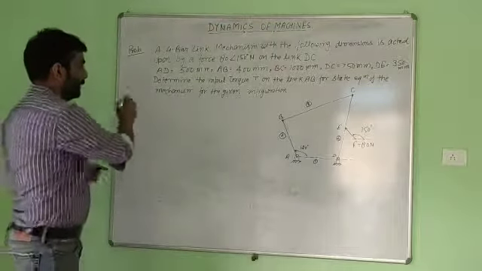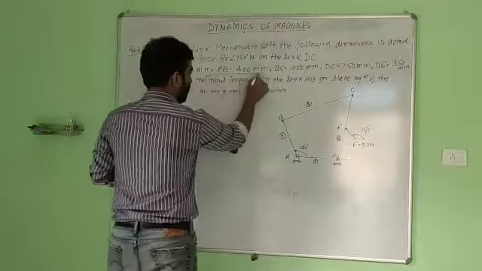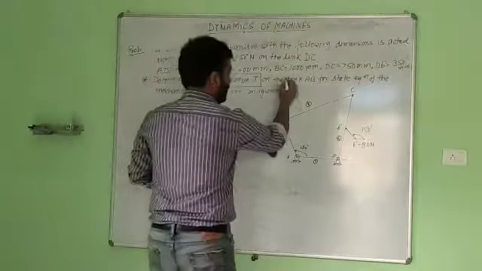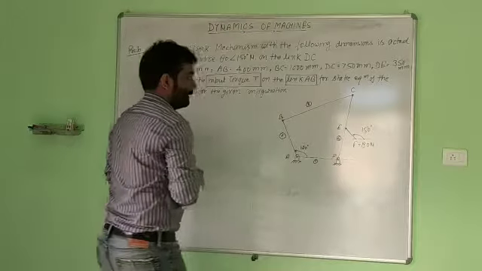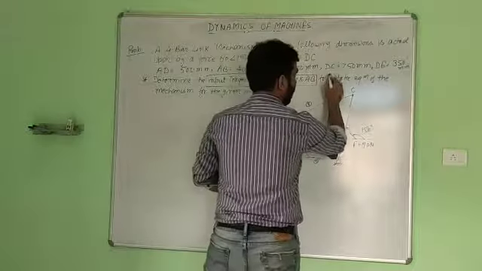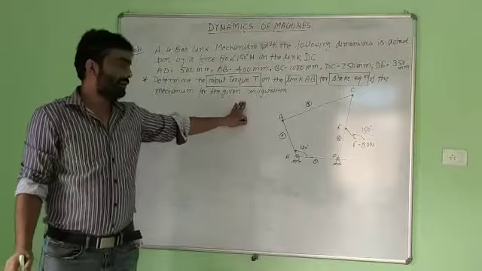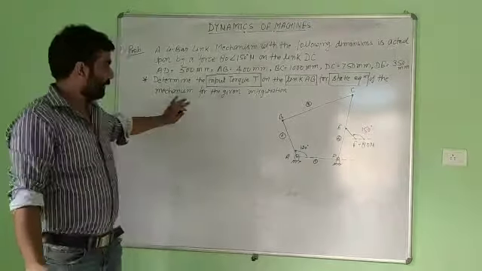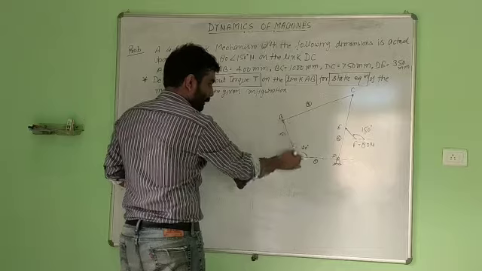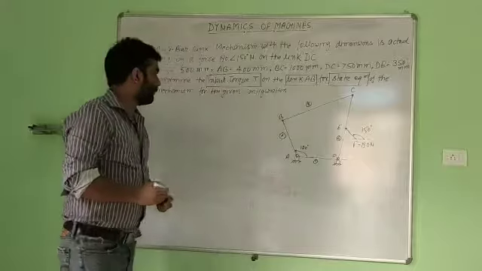Okay, so what we have to calculate? We have to determine the input torque T on the link AB for static equilibrium of the mechanism for the given configuration. So we have to calculate the amount of torque acting on link 2, AB, for static equilibrium of the mechanism.